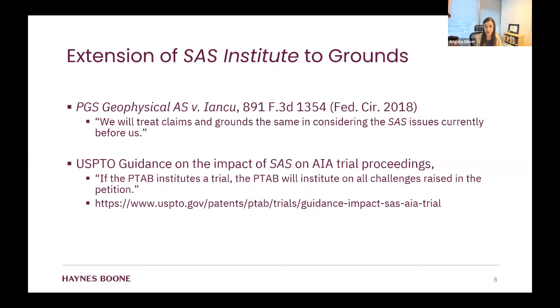So the Federal Circuit addressed it very quickly after the SAS Institute decision and said that they would treat grounds and claims the same for purposes of applying SAS. And then the PTO also issued guidance on the impact of SAS and said, if we institute a trial, we're going to institute on all the challenges raised in the petition. So between SAS and the cases and this guidance that came shortly thereafter, we now live in a world where institution decisions are effectively a yes or no, right? So the board can either deny institution altogether or institute on all the claims and grounds.